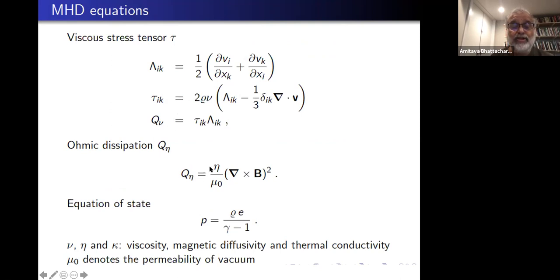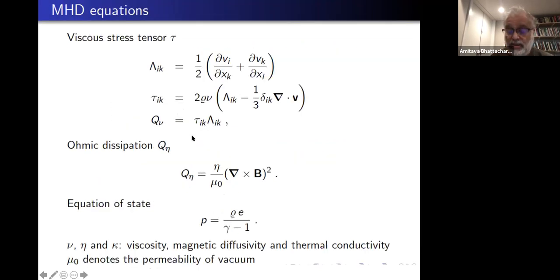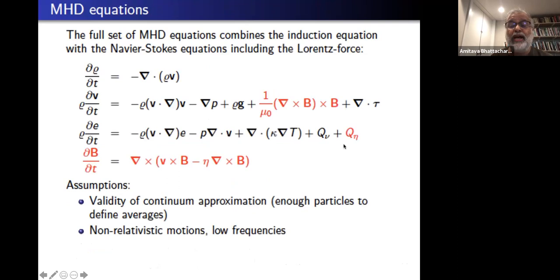The ohmic dissipation term is written here. The equation of state is written here, where nu, eta, and kappa are viscosity, magnetic diffusivity, and thermal conductivity. And the mu0 stands for the permeability of vacuum. Everything is written here in MKS units. Okay, this is just so that you have complete knowledge. The codes have these terms in them, and they attempt to capture realism as much as they can.